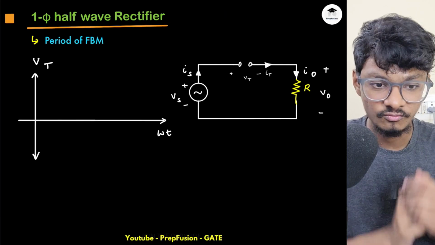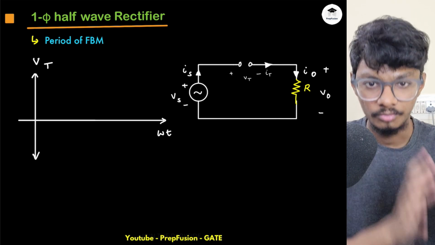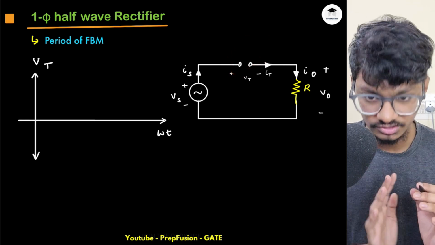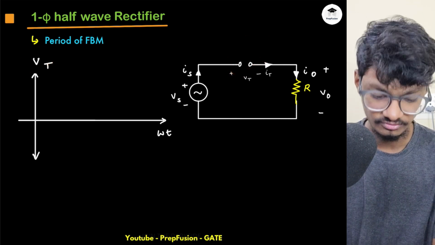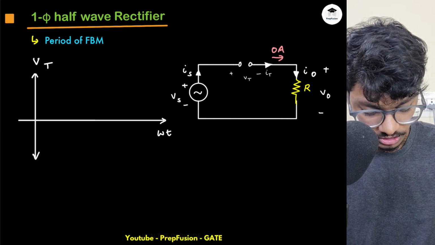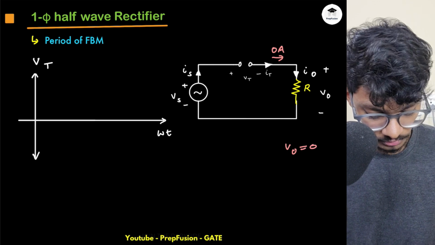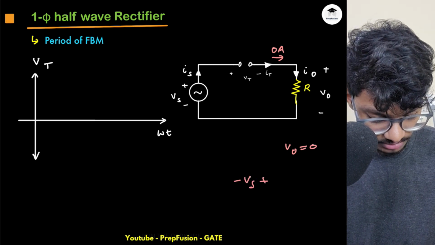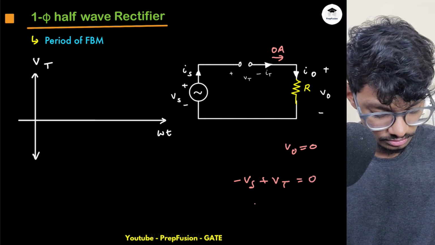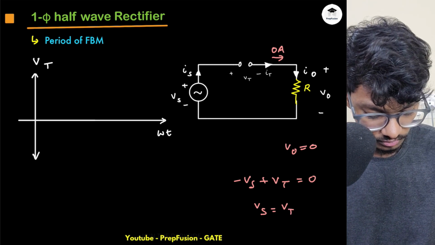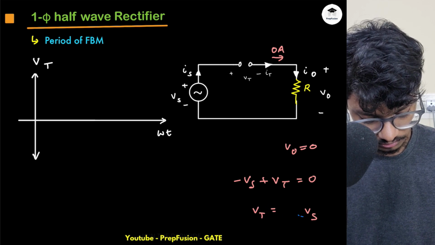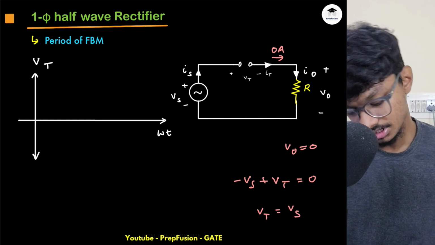First of all, I will understand when is this SCR going into forward blocking mode. When is SCR going to forward blocking mode? So I will initially assume that SCR was off. If SCR is off, what is the voltage across my thyristor? Basically, this current is 0, right? This current is 0 because SCR is off, no current is flowing. So VO is 0. So if I apply a KVL, minus VS plus VT will be equal to 0. So VT is equal to VS.